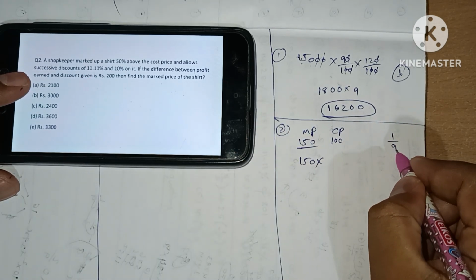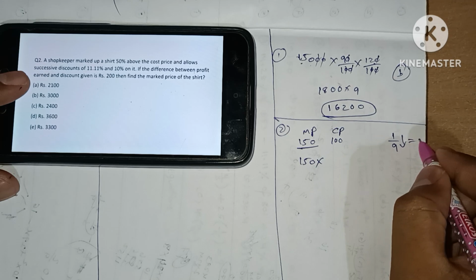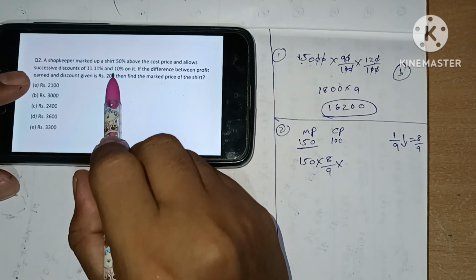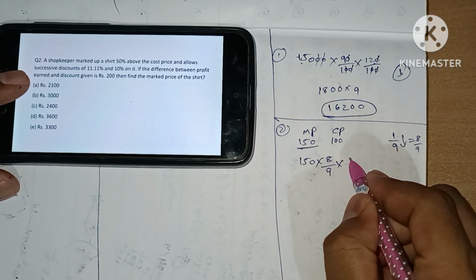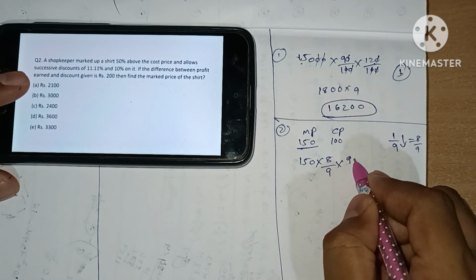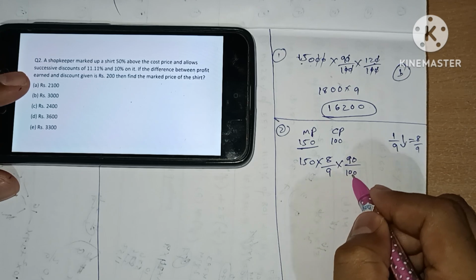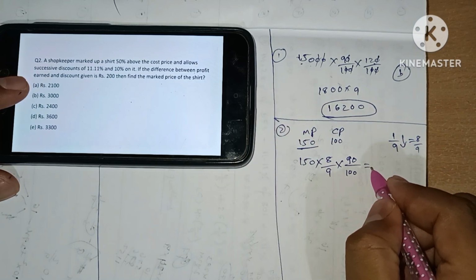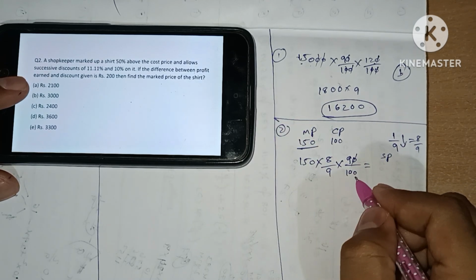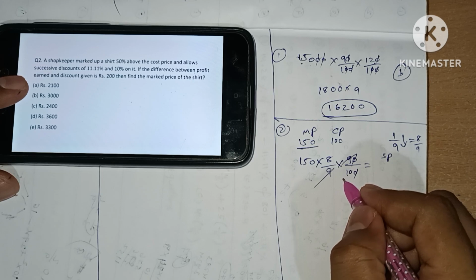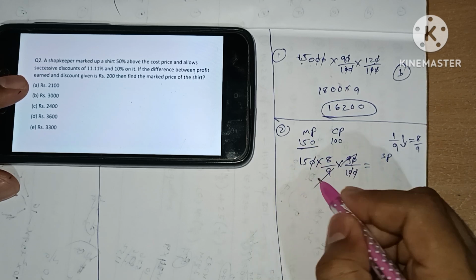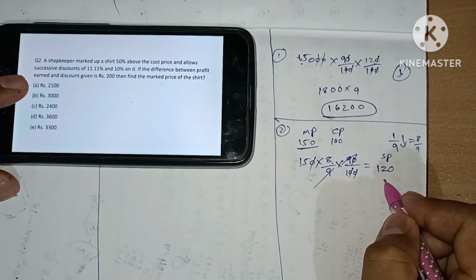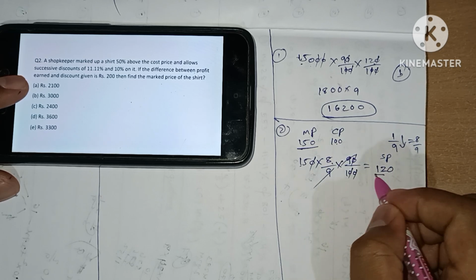11.11% means 1 by 9. 1 by 9 discount given means 8 by 9 is the selling price. Another discount given is 10%. 10% discount means we are left with 90 divided by 100. So this is the discount given the second time, and this is what we get as the selling price. So 0 0 cancel, 9 times 9 is 1, 0 0 cancel, 15 times 8, which will be 120. So CP is 100 and selling price is 120.